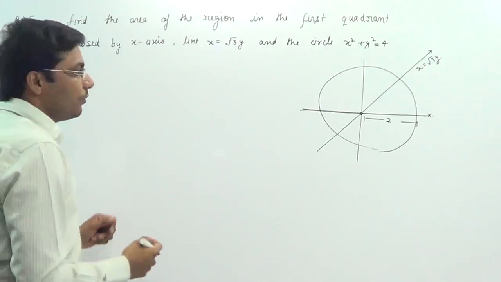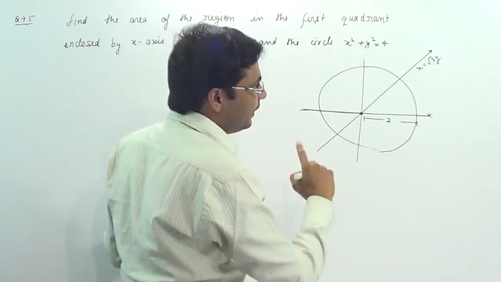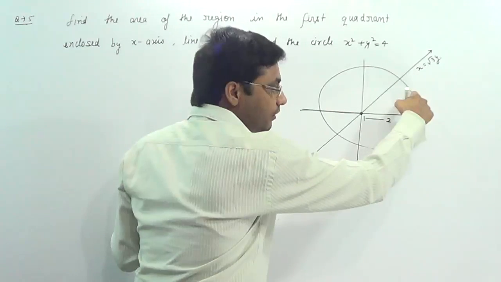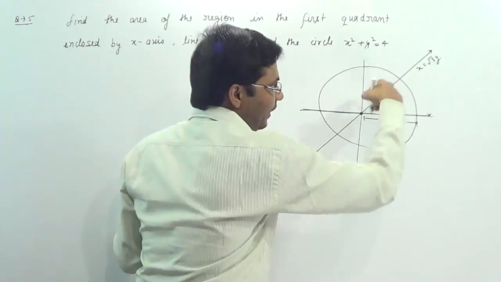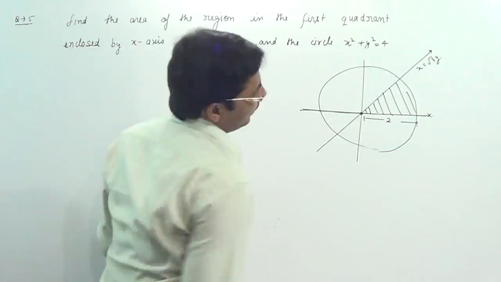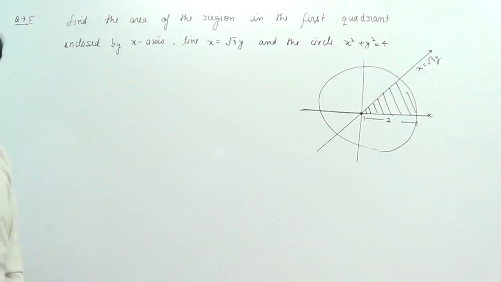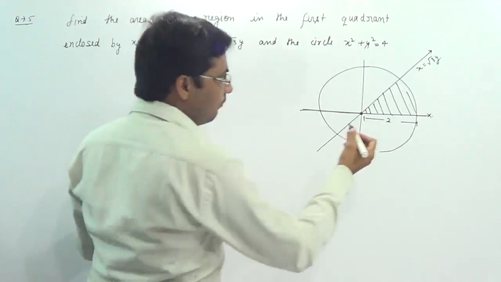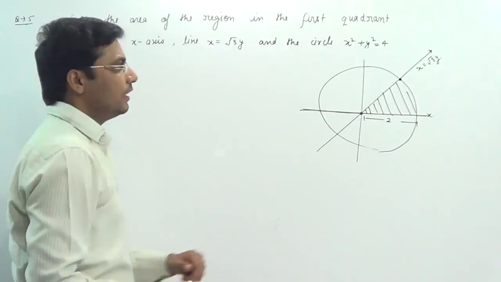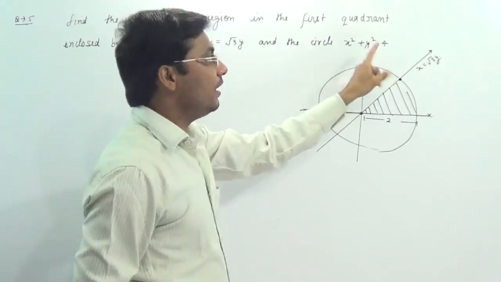Okay, and we want to find the area enclosed by the x-axis, the equation of the circle, and the straight line. So this is the required area. This one. We want to calculate this area. To calculate this area, first we need to find the point of intersection of both the straight line and the circle.